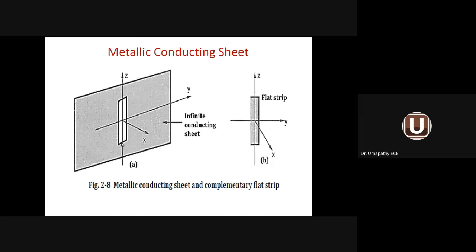So both the antennas are complementary to each other. A slot is nothing but an aperture. It comes under the category of aperture antenna. So the slot on the metallic conducting sheet acts as a radiator.